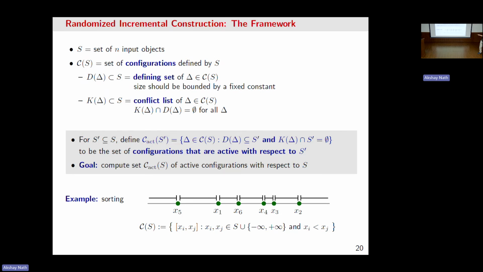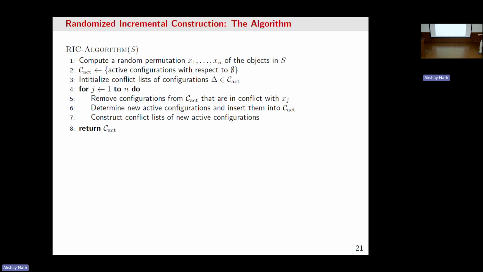Okay, maybe in the sorting example, what is delta? I think it will come in a minute. So first, the algorithm is hopefully as expected. I first put my objects in random order. Then I have to initialize. So some of my configurations are active for the empty set. I have to initialize my conflict lists. And then I'm going to add my objects one by one.